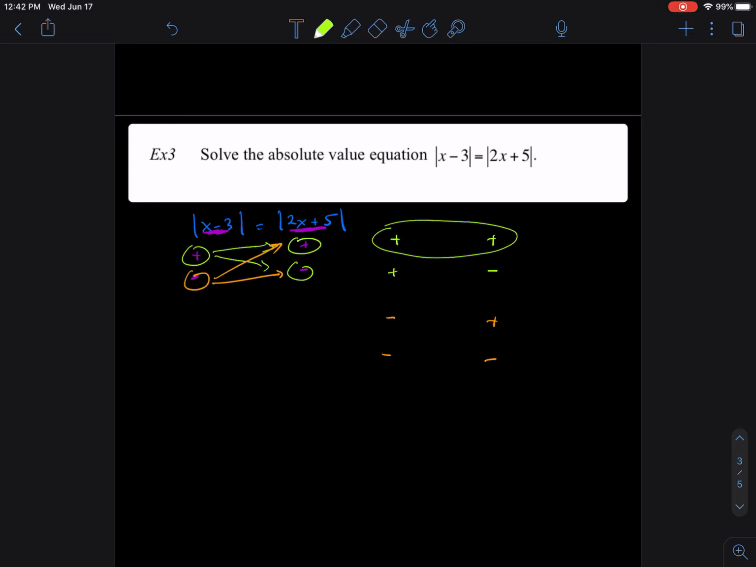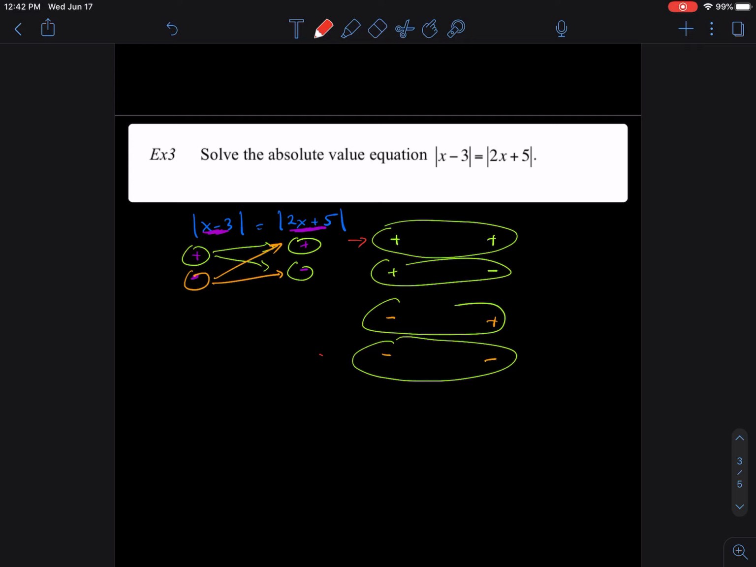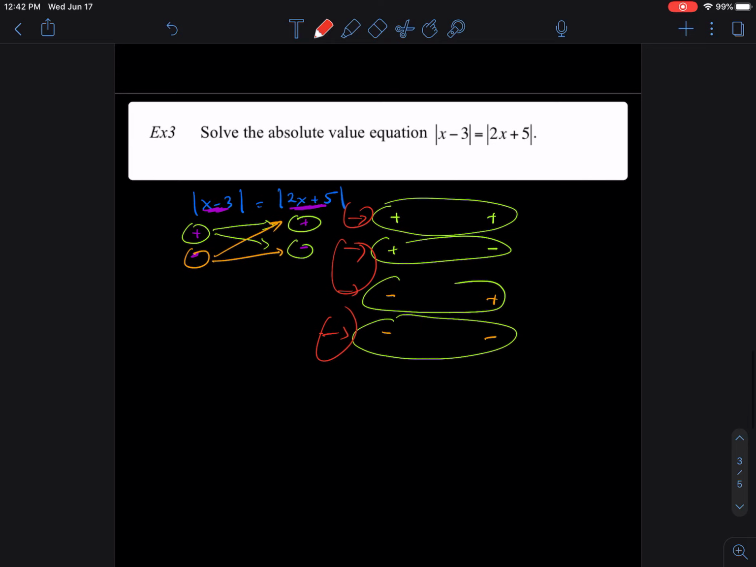It turns out that this scenario is the same thing as this scenario. If you divide both sides by negative 1, it's going to be plus plus. And this scenario is going to be the same thing as that scenario. So really, we just have two possible cases here. Not much different from what we just did in the previous example.